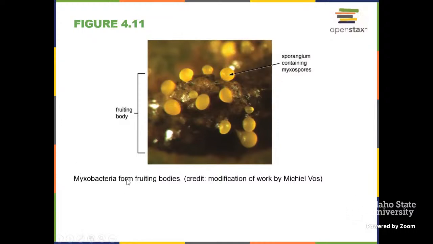So myxobacteria, I think, are awesome. They look like super little mushrooms, but they're not, but they sure behave like it. So the fruiting body, these little caps, have a sporangium, which we would use a similar description for fungi, and they've got spores inside of them. In this case, myxospores, ultimately allowing them to move and proliferate and grow as more little colonies or fruiting bodies.